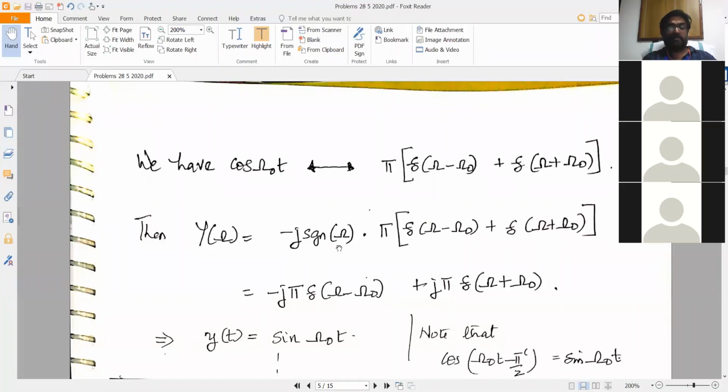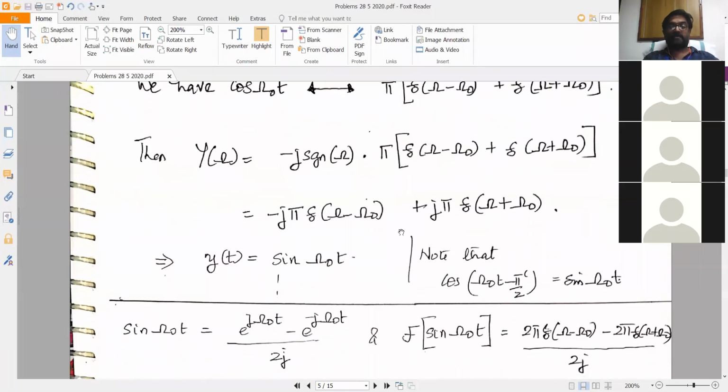Now, if you take the Hilbert transform, in the frequency domain you can write Y of omega is equal to minus j signum of omega. That's the frequency response of the Hilbert transformer, multiplied by the input spectrum, which is pi delta omega minus omega naught plus delta omega plus omega naught. Now I will expand this and write it as minus j pi delta omega minus omega naught plus j pi delta omega plus omega naught, which is the Fourier transform of sin omega naught t.